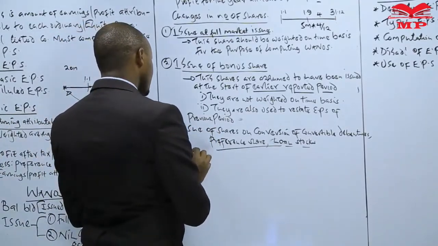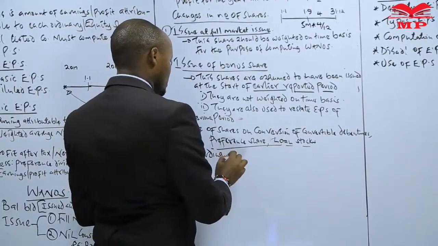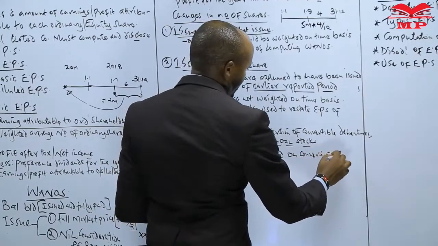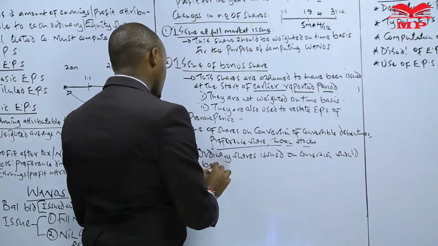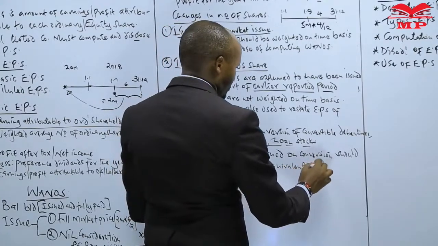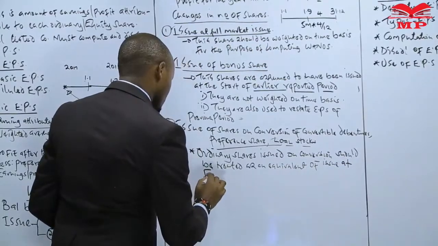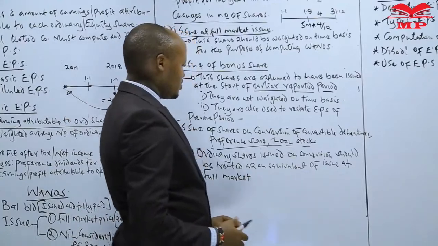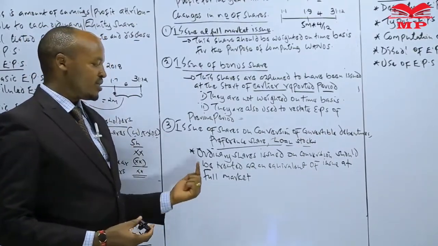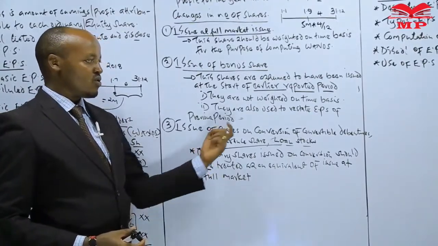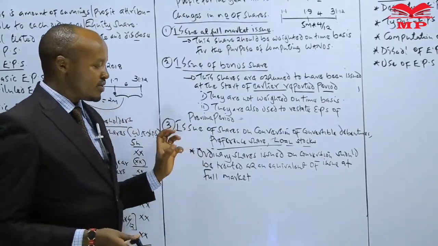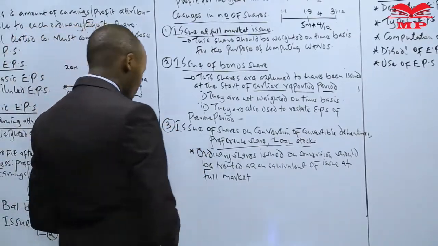So it means that ordinary shares issued on conversion should be treated as the equivalent of issue at full market price. And therefore, what you need to note is that once we have ordinary shares issued on conversion, we are always supposed to weigh them on a time basis. The reason why we treat them as the equivalent of issue at full market price is because when the holders of the debentures or preference shares or loan stock were issued those convertible securities, they paid for them. So we treat them as shares which were issued at full market price, and definitely we need to weigh them on a time basis.